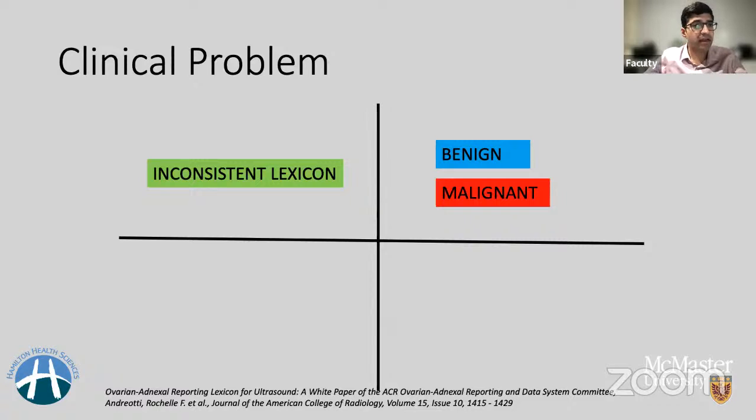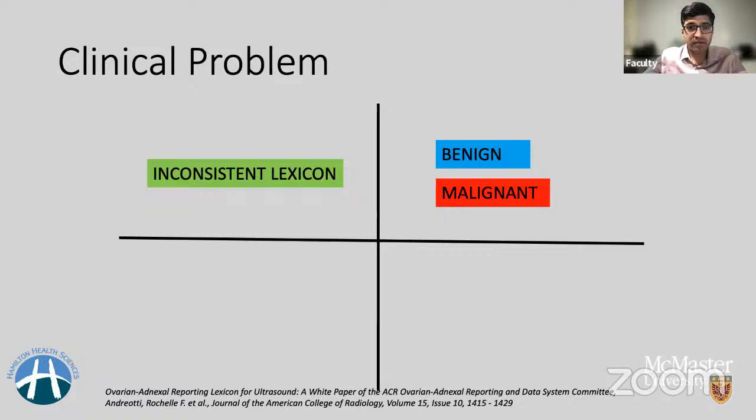So what is the clinical problem here? Inconsistent lexicon. For example, lesions described as complex adnexal mass can be benign and malignant both, right? So not all of these so-called complex lesions will need urgent surgical consultation or urgent surgery. For example, you may have lesions which look like a hemorrhagic cyst with some peripheral smooth thin wall enhancement. Technically, that is not even malignant, right? Even though it shows enhancement. So you have to watch out for what kind of terminologies you're going to use.